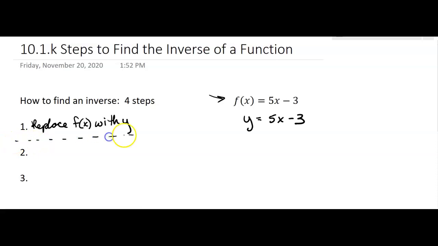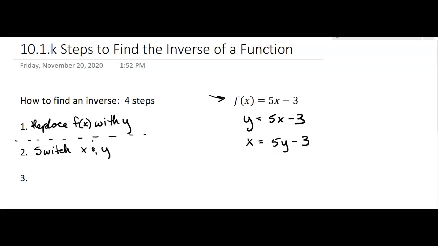Then you're going to go to the world of the inverse. A lot of times I'll put a little dotted line here to show, okay, now I'm not going to have the original function. I'm going to the inverse. And what you do in the inverse is you switch x and y. So any x becomes a y, and any y becomes an x. So now we have x equals 5y minus 3. Okay, so it's the old switcheroo.